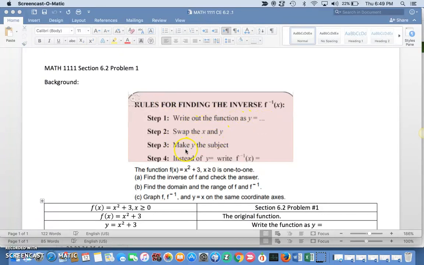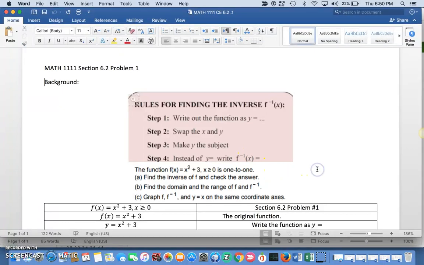Swap the x and y. Make y the subject. That simply means solve the equation for y. And then instead of y equals, change it to f inverse of x. So put it back in inverse function notation.